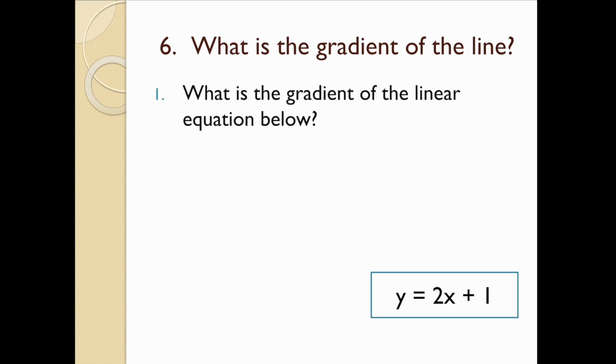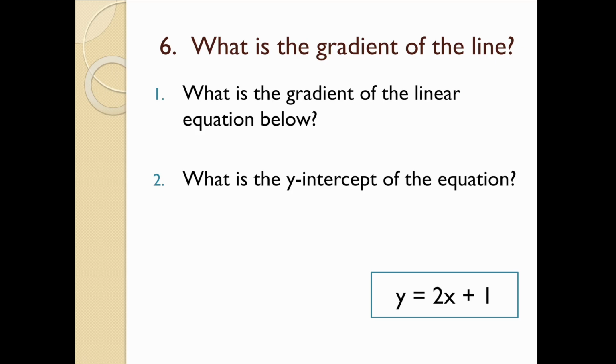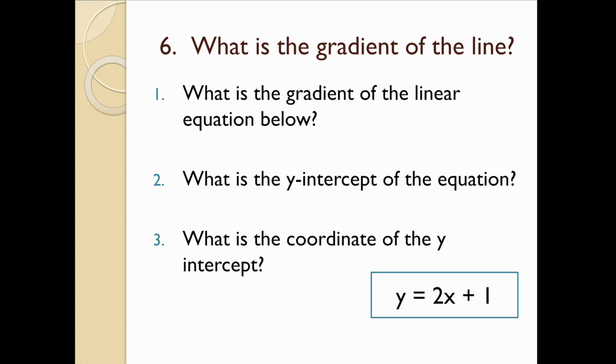So what is the gradient of the linear equation below, guys? What would be the gradient? 2x. You sure? Yeah. It's 2. But remember, we just use the number. Yeah. All right. What is the y-intercept of the equation? Someone else tell me what's the y-intercept of the equation. 1. Excellent. 1. Now, what do you think would be the coordinate of the y-intercept? What's usually the value of x at the y-intercept? 0. So therefore, the coordinate at the y-intercept should be what? 0, 1. Excellent. 0, 1.